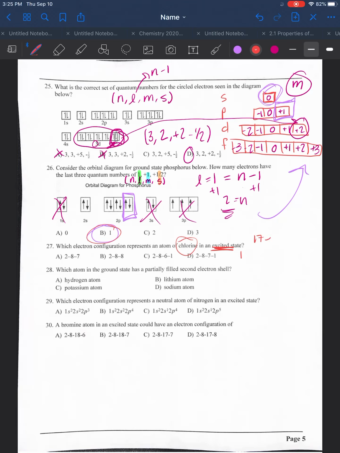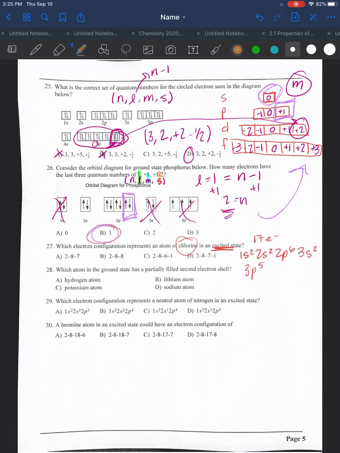If I'm writing this out, we have 17 electrons to deal with. So we go 1s2, 2s2, 2p6. We're at 10. 3s2. Now we're at 12. And then we have 3p5.